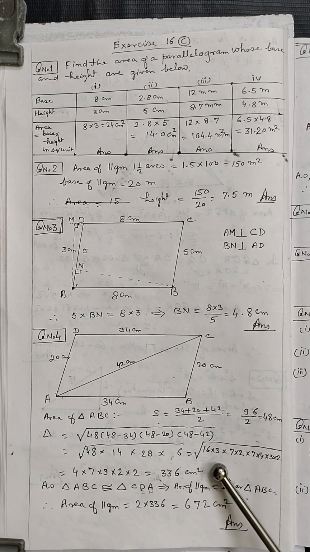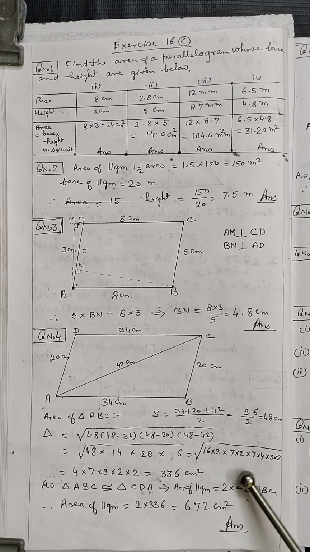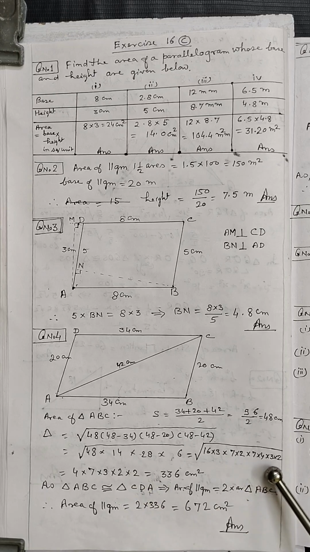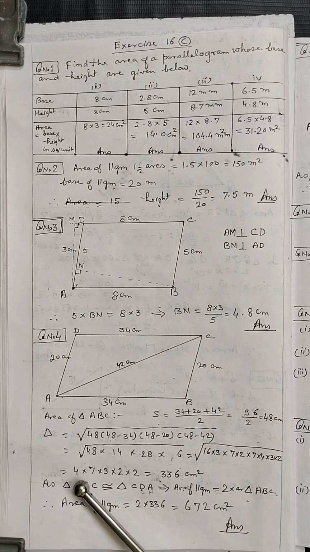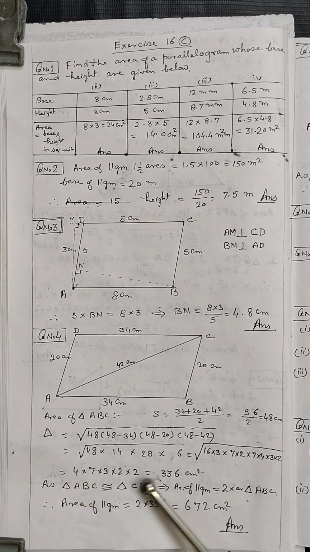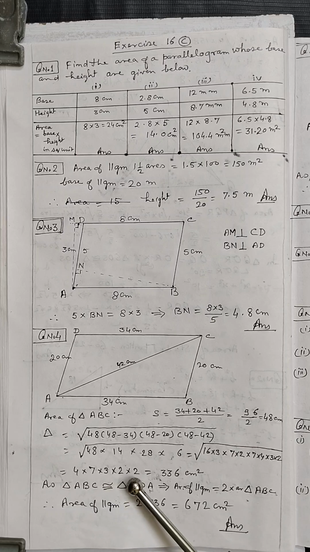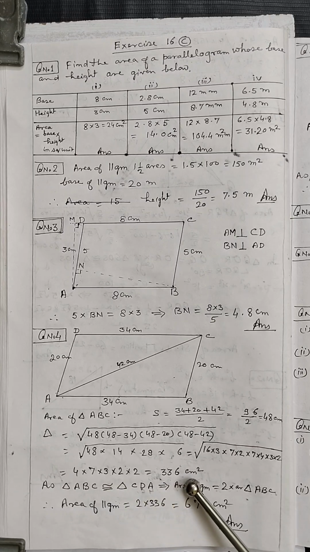So 16 into 3, that is 48. 7 into 2, that is 14. 7 into 4 for the 28. Again 3 into 2, that is 6. Now take out the square root of this. It will be 4 into 7 into 3 into 2 into 2. That will be equal to 336 square centimeter.